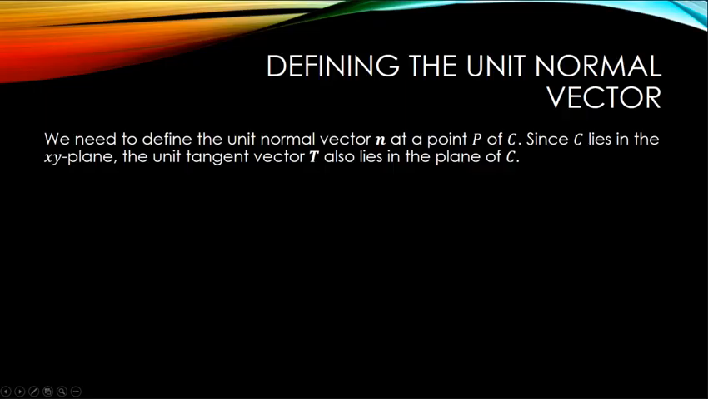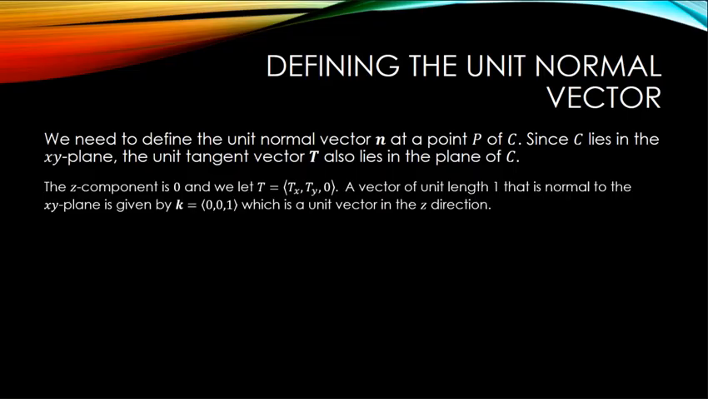Now, since C lies in the xy plane, my unit tangent vector t also lies in the plane of C. The z component will be 0 because we're in the xy plane, so we're going to let my unit tangent vector be given by the components t sub x, t sub y, and 0. A vector of unit length 1 that is normal to the xy plane is given by k, the vector with components 0, 0, 1. This is a unit vector in the z direction.